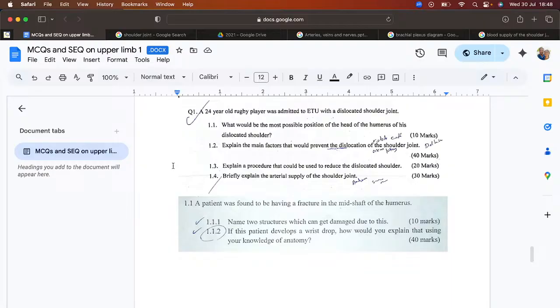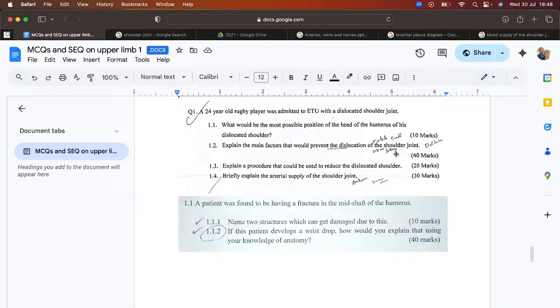If you guys haven't done these questions beforehand. Okay, now explain the main factors that would prevent the dislocation of the shoulder joint. This is the same question that we saw earlier. We need to talk about the bones, ligaments, the capsule.